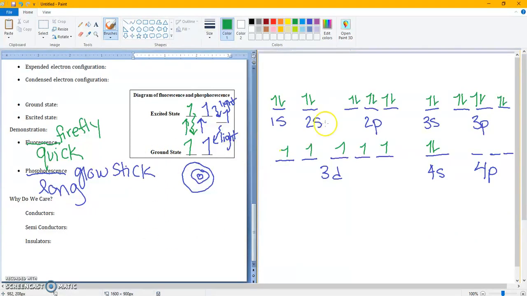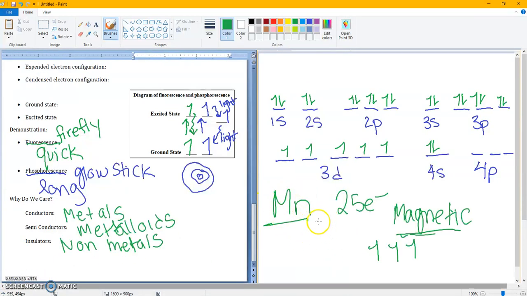So another reason why we care is because where our electrons dwell actually tells us a lot about whether they're conductors, semiconductors, insulators, whether they're magnetic or not magnetic, whether they're strong magnets or weak magnets. So if you look over here, we have an orbital diagram. Can anybody tell me the identity of this element? And the correct answer is manganese. As we know, metals are conductors, metalloids are semiconductors, and nonmetals are insulators. And we're going to go into why that is the case more next unit. However, for right now, I want to talk about magnetism.